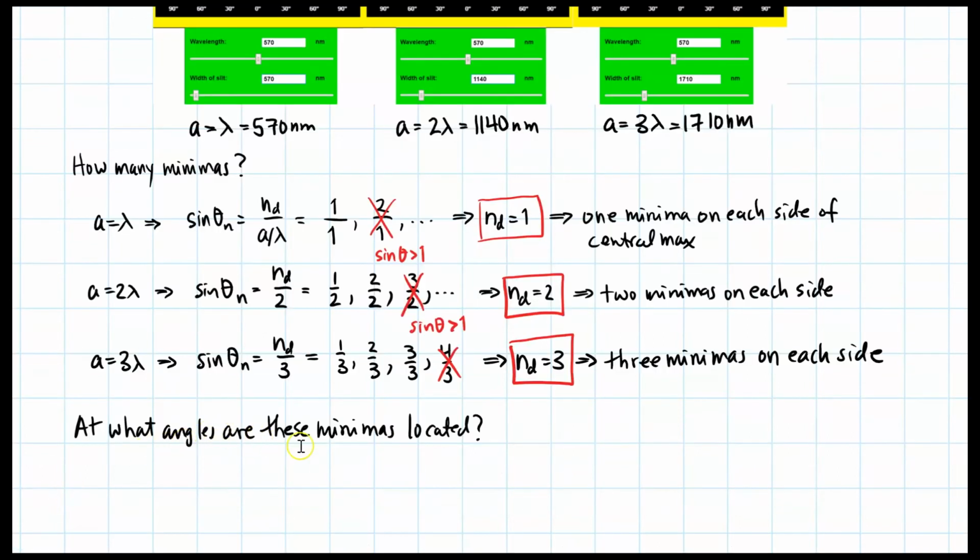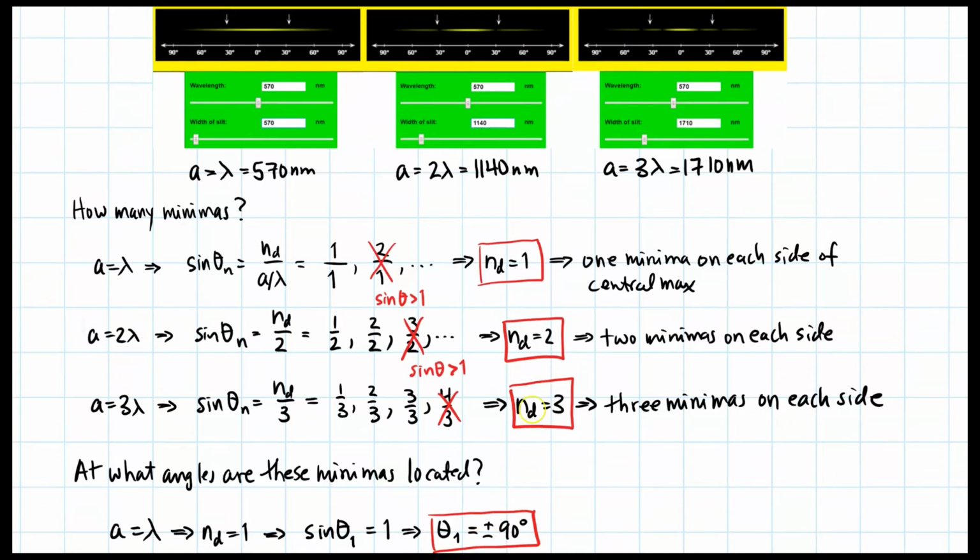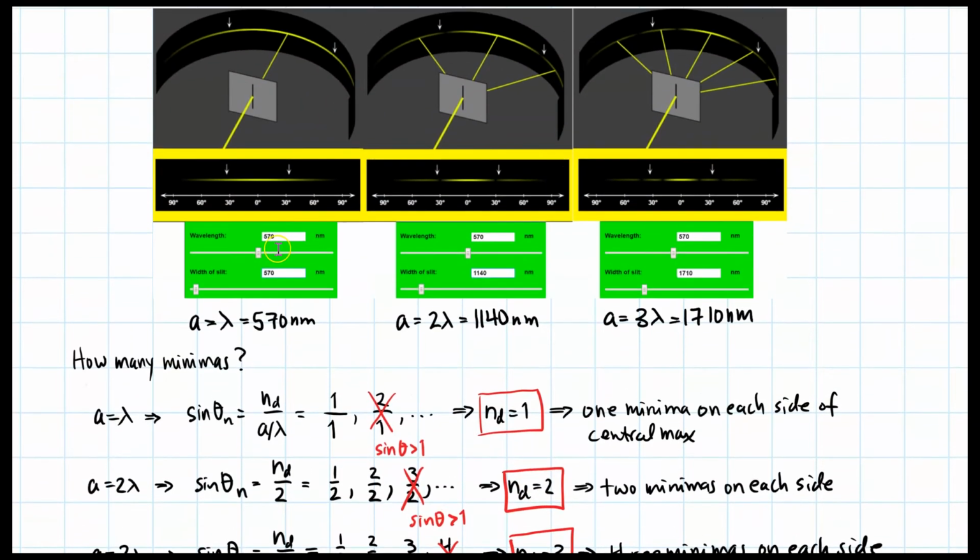At what angles are these minimas located? For a equal to lambda, we know that ND is equal to 1, so therefore the sine of theta 1, that is the location of the first minima, has to equal 1. That implies theta 1 is equal to plus or minus 90 degrees. Going back to the applet, you could see here for a equal to lambda that this location and this location is the minima at 90 degrees.